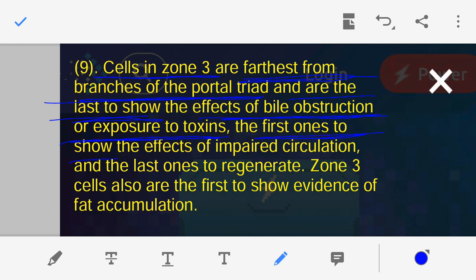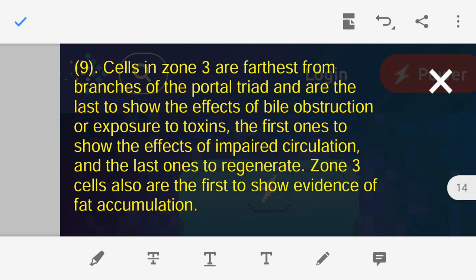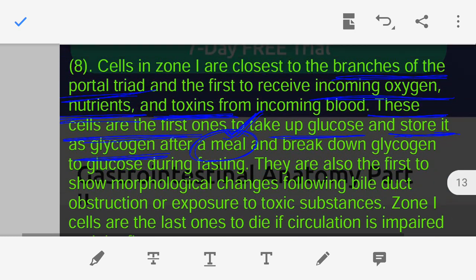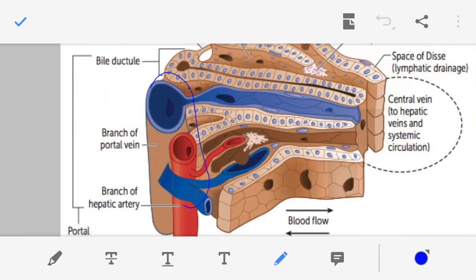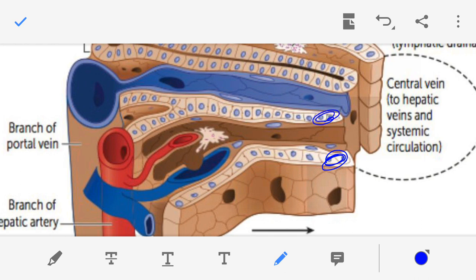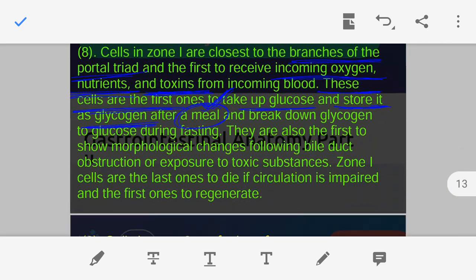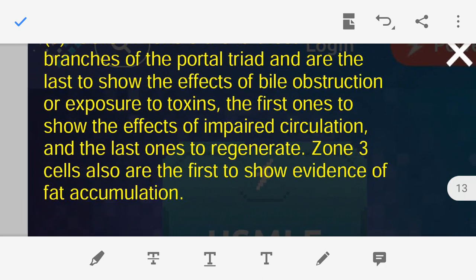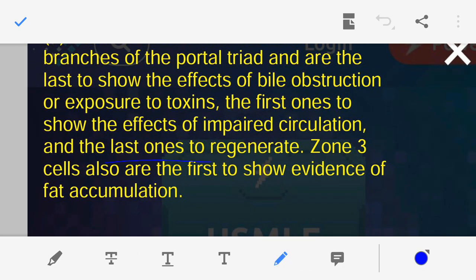And they are the first ones to show the effect of impaired circulation, because when the circulation is not proper in the person's body, these cells of zone 3 are far away from the portal triad. So the branches or the capillaries of this portal triad are not supplying oxygen and nutrients to this zone 3 cell. So it is possible that this zone 3 cell will die in the absence of oxygen and nutrients. And this zone 3 cell is the last one to regenerate.